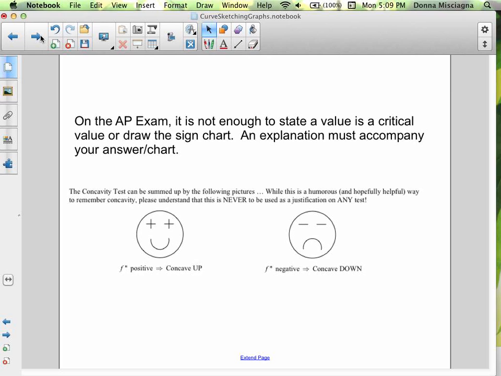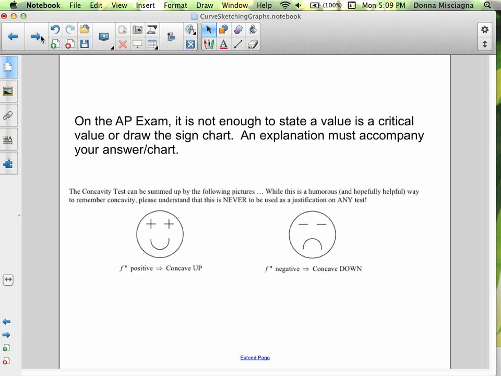On the AP exam, it's not enough to state that a value is a critical value or draw the sign chart. An explanation must accompany your answer and chart. So do the sign chart, use whatever you need to help you remember, but make sure you justify.